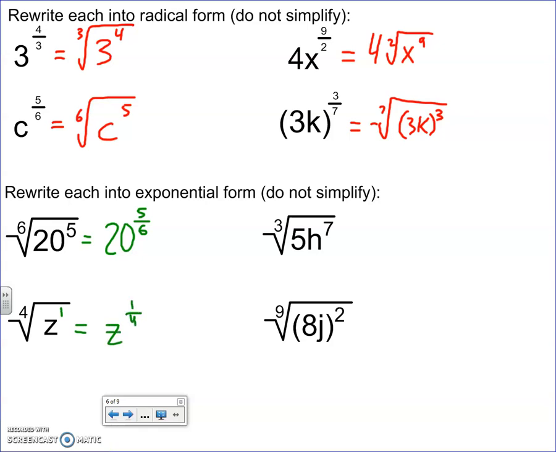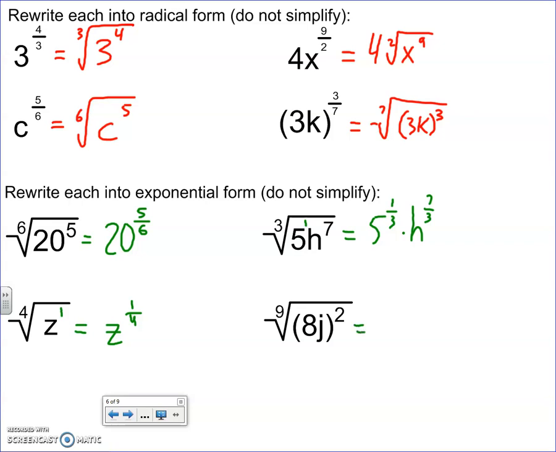Here, be careful. Remember that 7 is only for h, not for 5. So I have to do it separately. This 5 has a 1. So this is 5 to the 1/3 times h to the 7 over 3. Again, whatever's inside stays on top, stays with the number or letter. It's the numerator. The outside, the index, is the denominator.